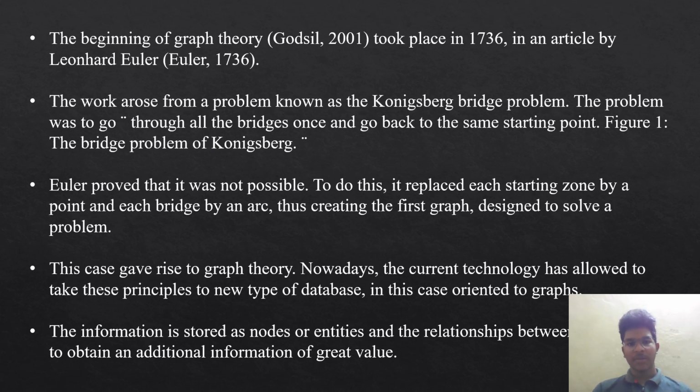The work arose from the problem known as the Königsberg bridge problem. The problem was to cross all the bridges at once and go back to the same starting point. Euler proved that it was not possible to do this. He replaced each land zone by a point and each bridge by an arc, thus creating the first graph designed to solve a problem. This case gave rise to graph theory.